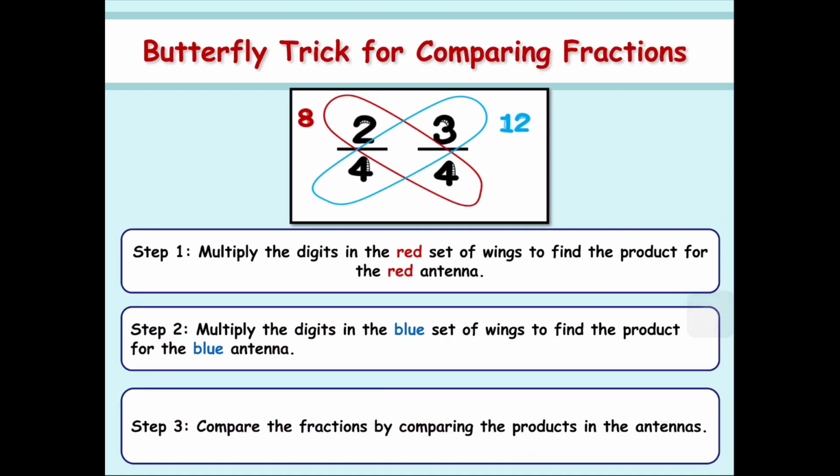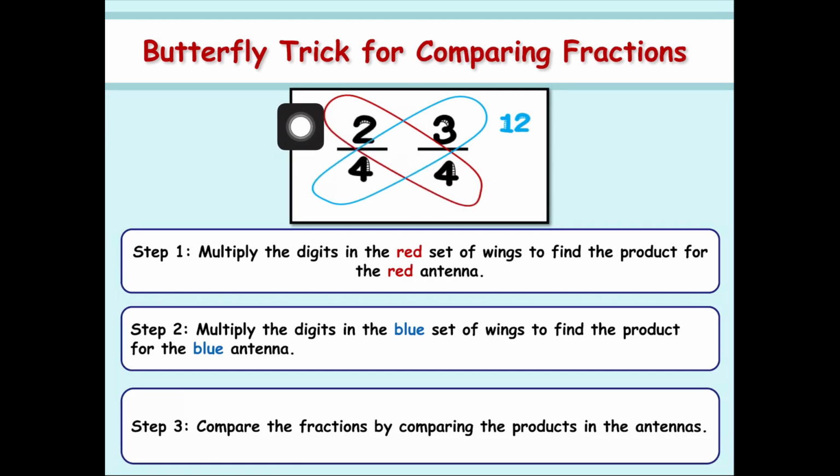Our last method for comparing fractions is called the butterfly trick. All right, so stay with me. Step 1 is we multiply the digits in the red set of wings to find the product for the red antenna. My butterfly always has 2 antennas, okay? An antenna over here and an antenna over here. So I need to circle opposite numbers to make a butterfly shape. Then I'll multiply the ones in red, and I'll multiply the ones in blue, and I'll give each of them an antenna, a different number at the top.